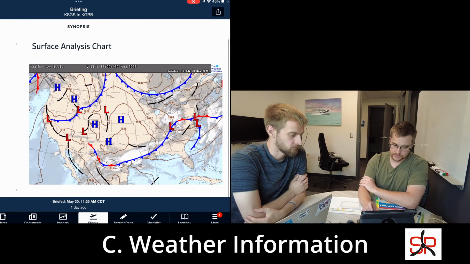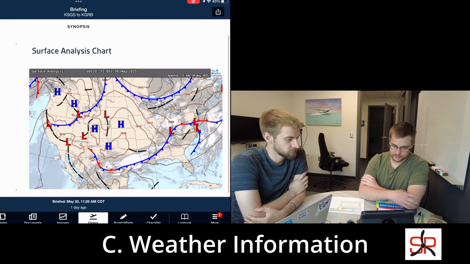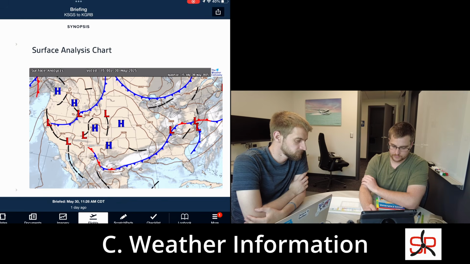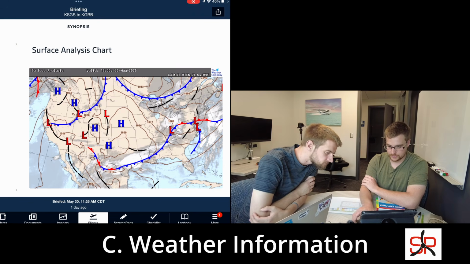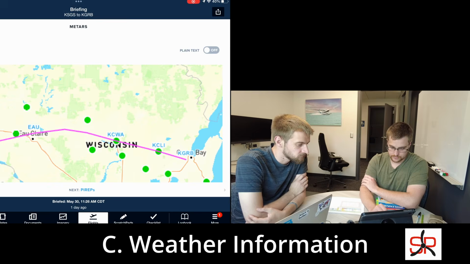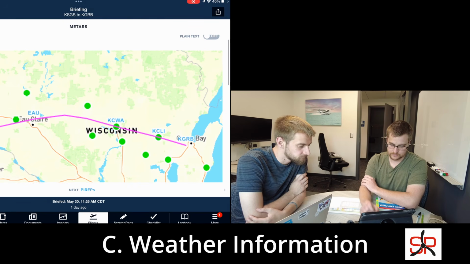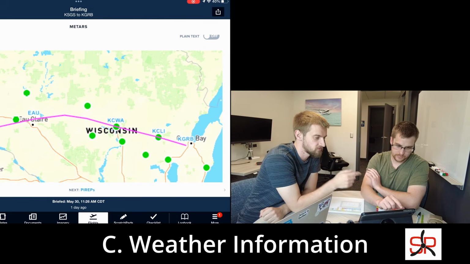So we can see here today we have the current surface weather analysis chart. We're in an area of high pressure right now with no frontal activity. It's actually a very nice day to go flying. Okay. Actually, can we go back quickly to that page? Absolutely.